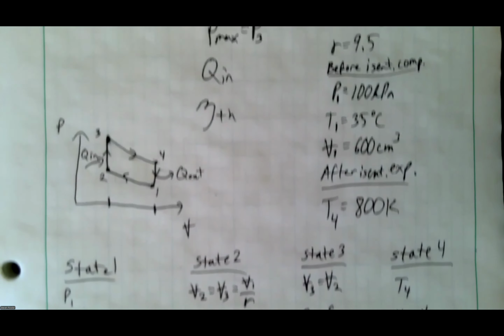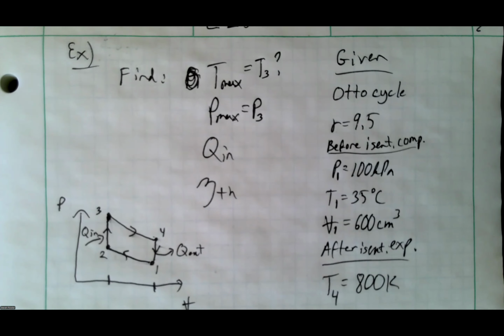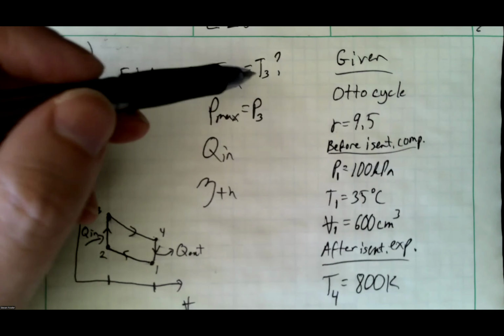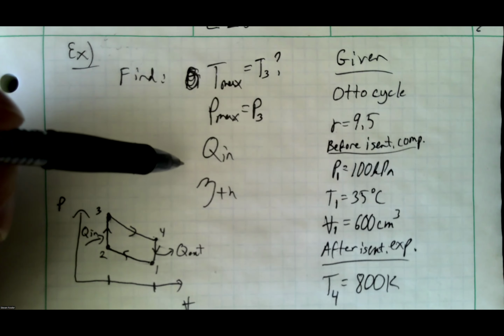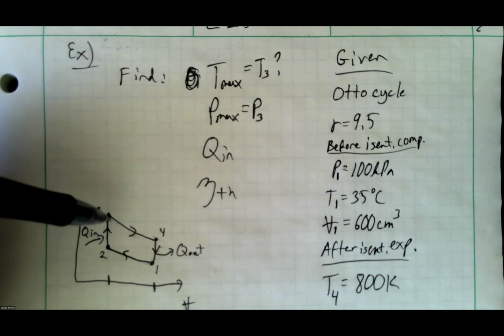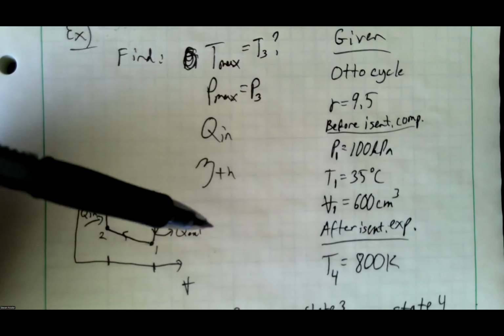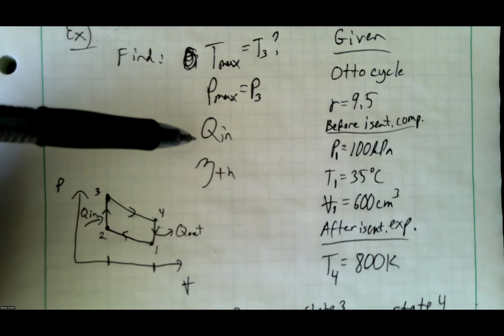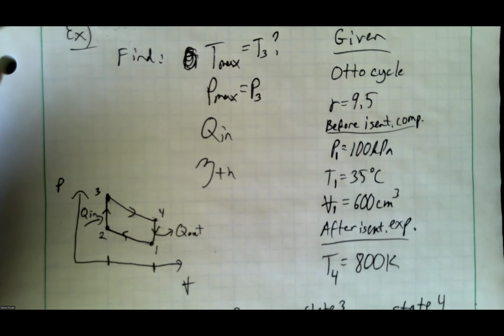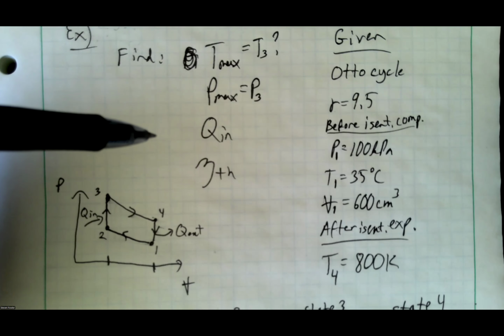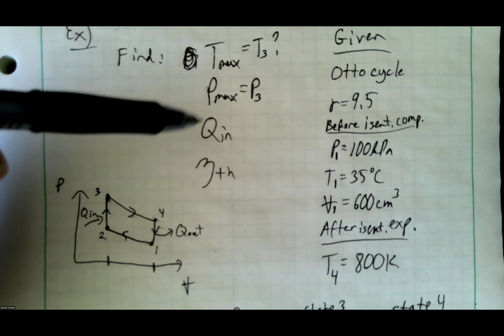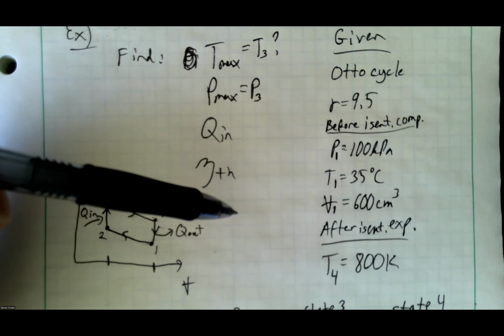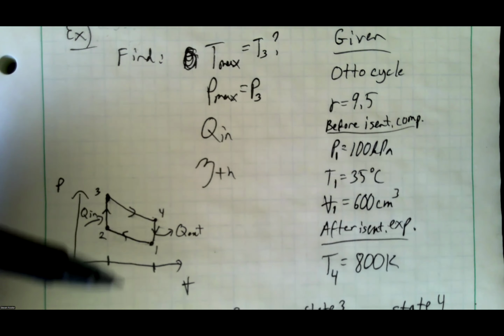Okay, let's go back. What the heck are we looking for? I need to find T3 and P3. Now I can find heat in probably if I know information about states 2 and 3. Well, right now I don't know any information about state 2 or 3. So since the heat in occurs between states 2 and 3, I'm going to need to know about state 2 and state 3 to figure out what goes on to get from one to the other, which is the heat. But I know a lot of information about state 1, a little bit of information about state 4.